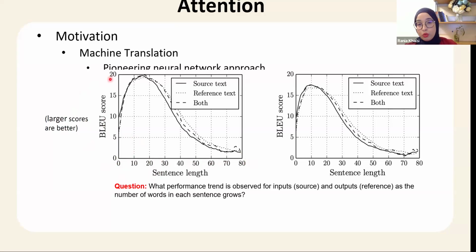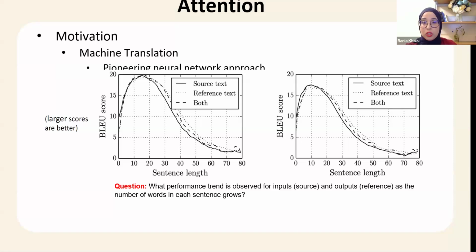On the y-axis, we have the BLEU score. What we can see now is that the BLEU score drops dramatically whenever we have longer sentences. This has a meaning. It shows that even classical neural network approaches struggle with the problem of longer sentences.